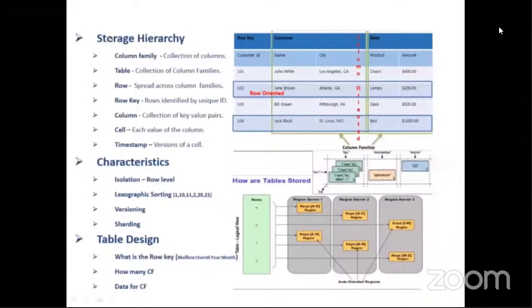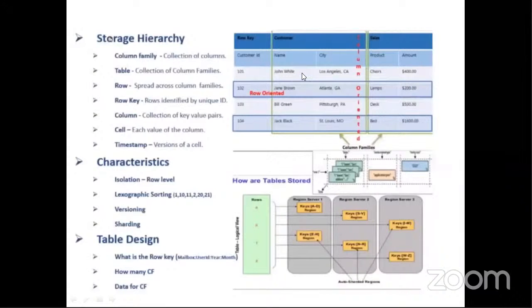Yes, it is column based. See, it looks like rows, but once the data gets stored on the hard disk, it is stored in the form of column oriented. Understood? For visualization it will be like rows, but while storing on the hard disk it is stored column oriented.